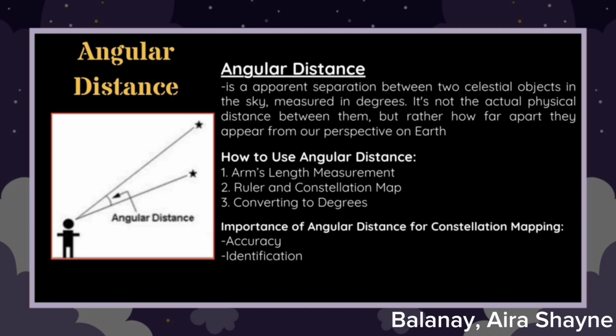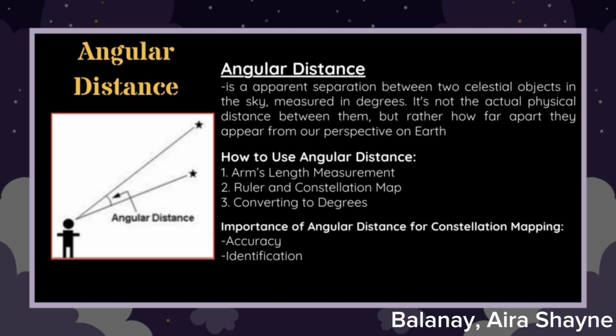The second one is identification. When identifying constellations, angular distance is the key to recognizing patterns and differentiating between groups of stars. If you know the angular distance between stars in a constellation, you can use this information to verify the location of a particular constellation.